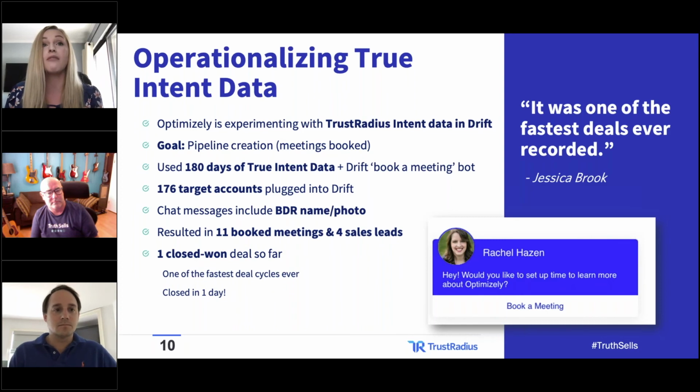We've had 11 meetings booked using this playbook and the intent data. And 4 of those meetings were sales accepted opportunities, which is pipeline. This is what our SDRs are goaled on. And we even had one source close one deal from this playbook that was one of the fastest deal cycles ever. It closed in 1 day, which completely validated my hypothesis that these accounts were ready to talk to sales.